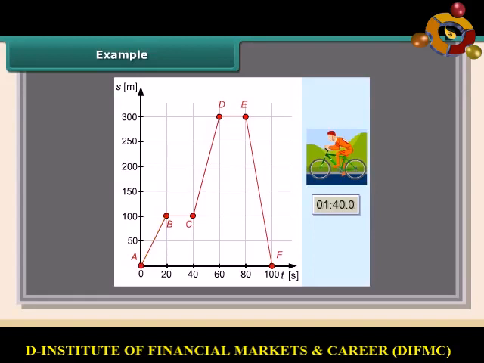So from segment AB, we can discover that the cyclist covered a distance of 100 meters in 20 seconds, moving at a constant speed of 5 meters per second. Segment BC indicates that the cyclist stopped after having traveled a distance of 100 meters.